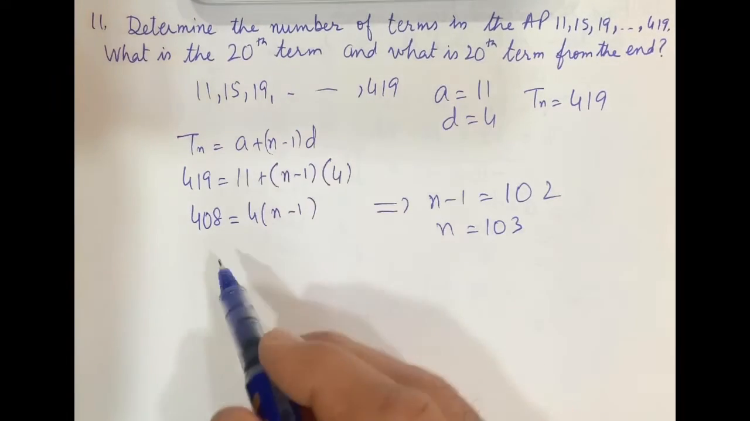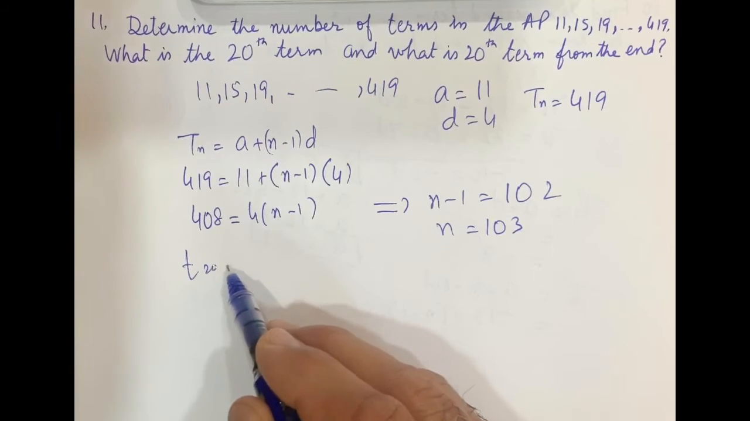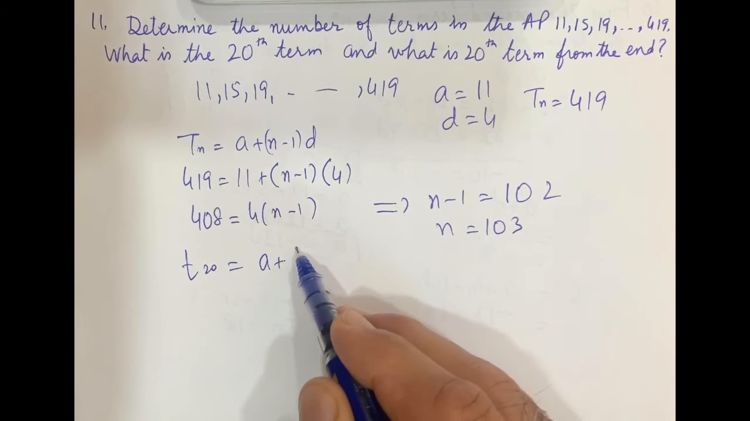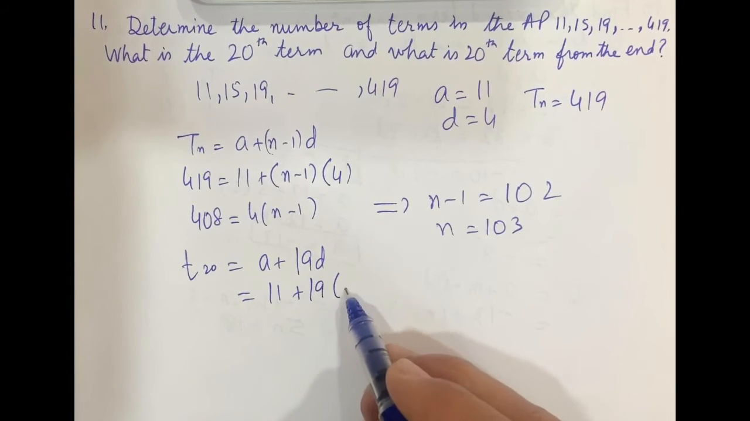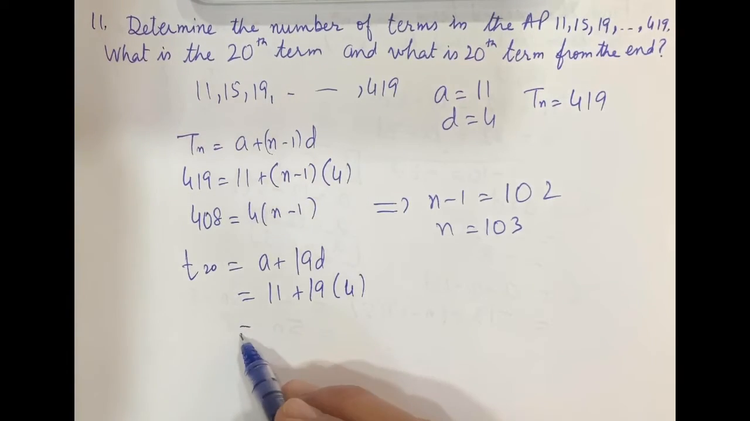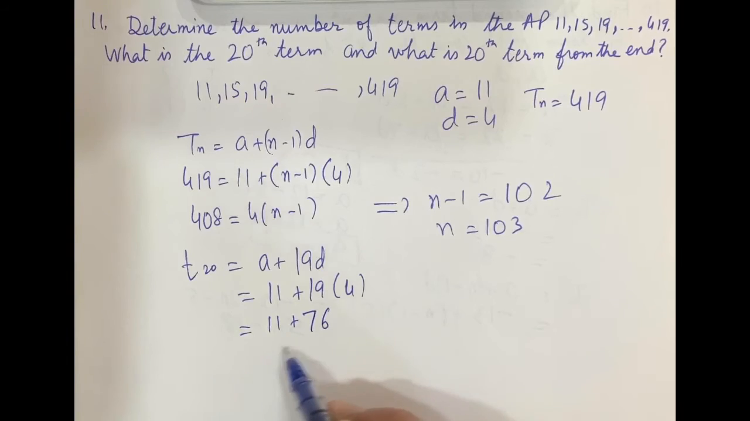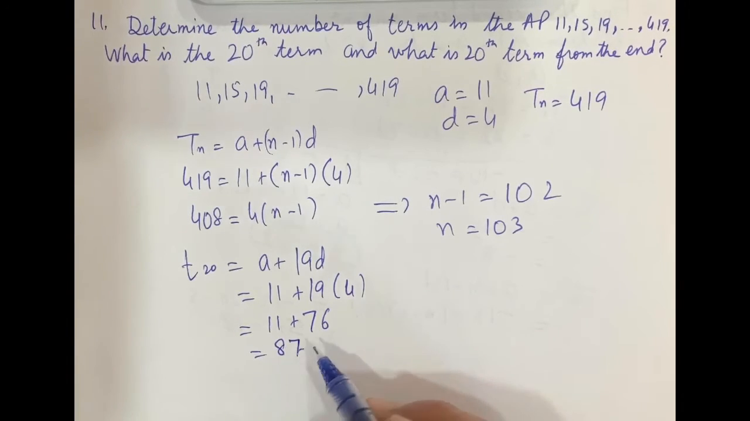Then we have to find out the 20th term. So 20th term is A plus 19 into D. That's 11 plus 19 into D is 4. That's 11 plus 76, or it's 87.